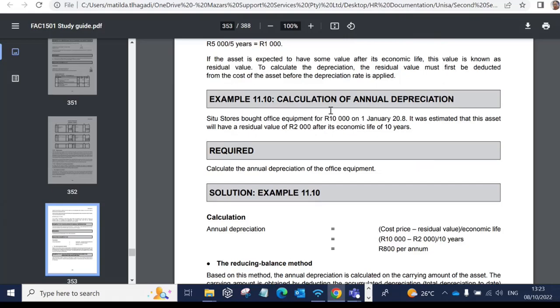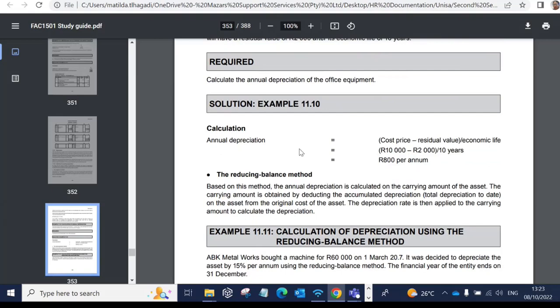So the depreciation per annum is 800. What is the depreciation per month? 800 divided by 12 months. It's going to be 66.66. Well done, Jessica.